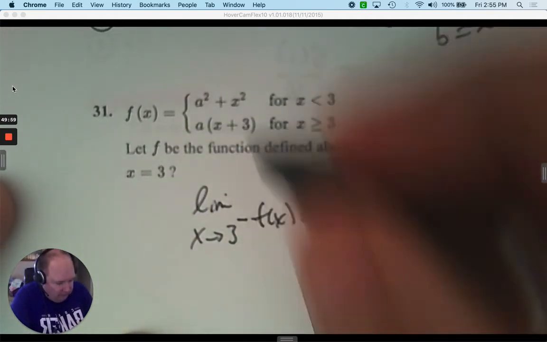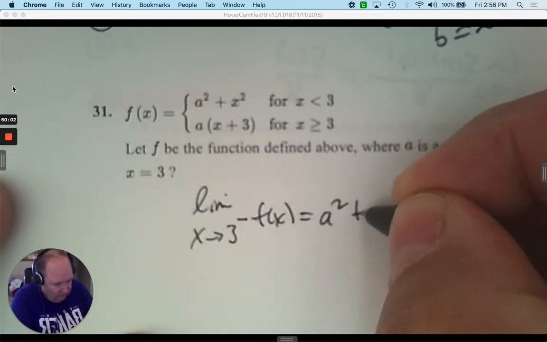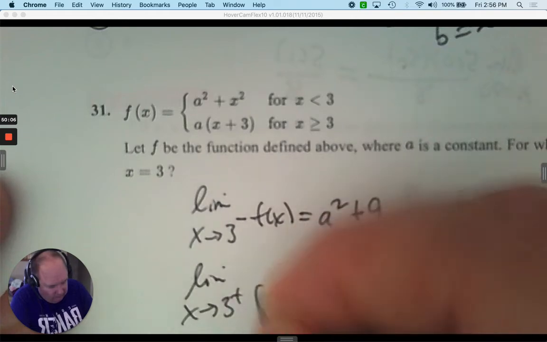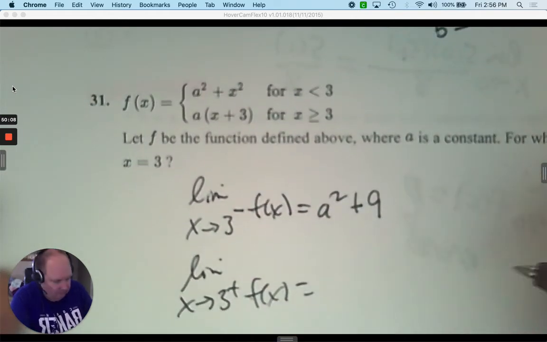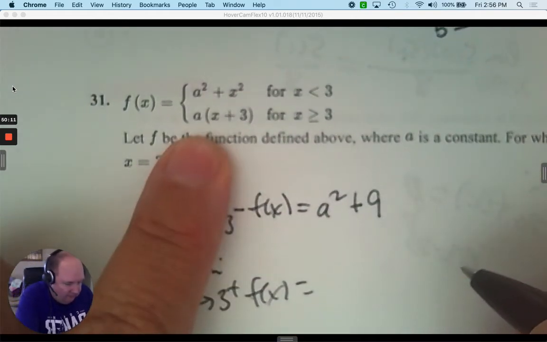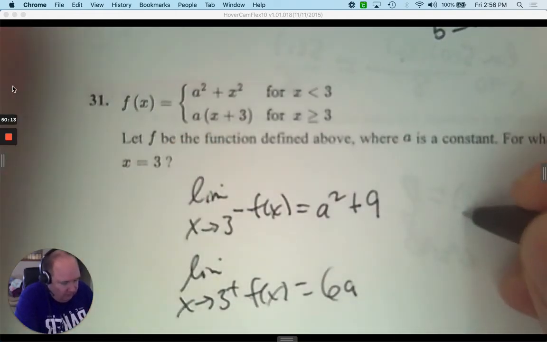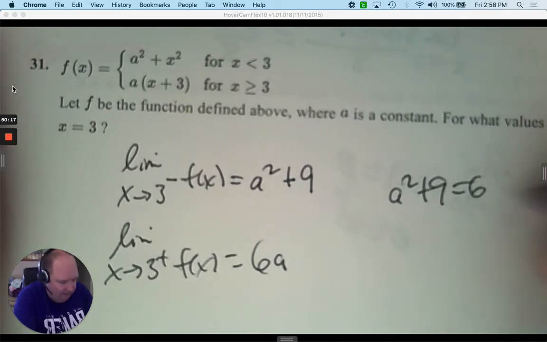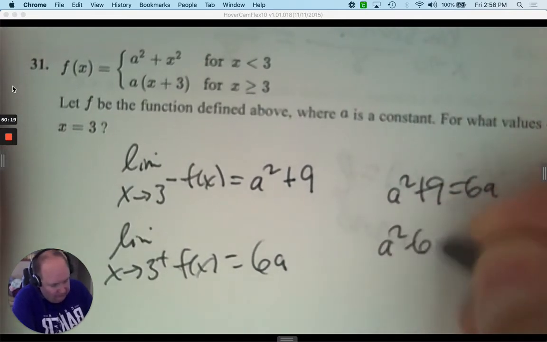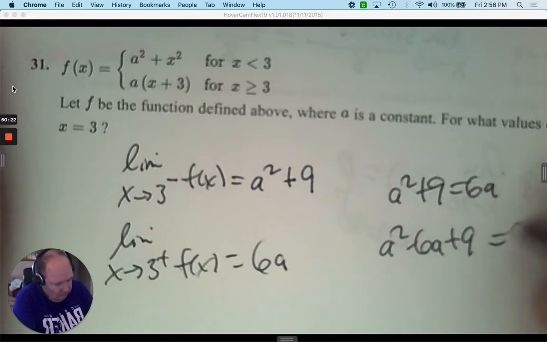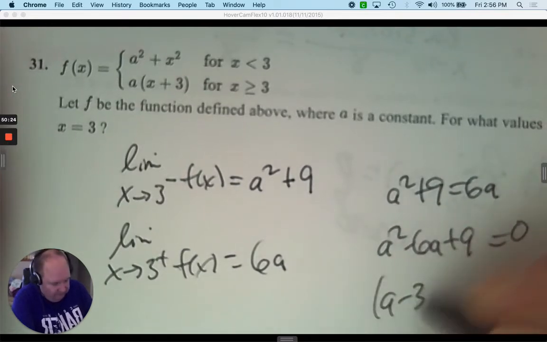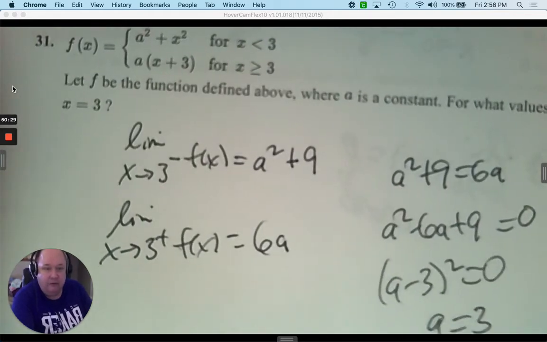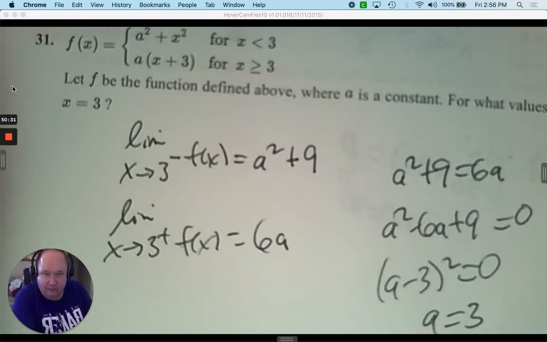answer, you would plug in 3 and you would have a squared plus 3 squared. The limit as x approaches 3 from the right for f at x. Again, plug in 3 and you get 6a. So I have a squared plus 9 equals 6a. Subtract 6a. Factor it. And you have your answer. So in this situation, when a equals 3, it would be continuous.